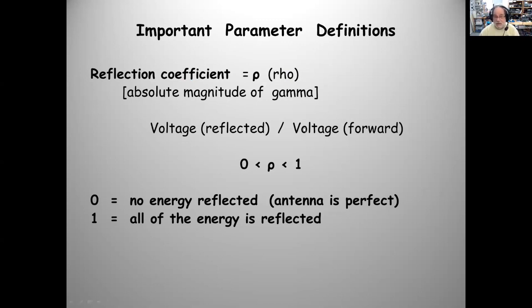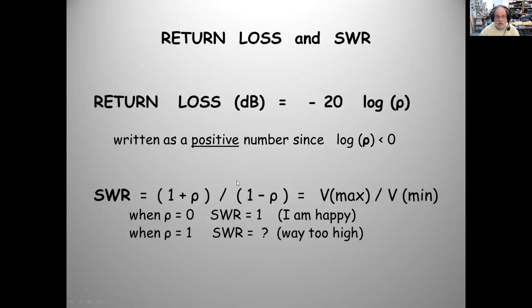The worst would be if the reflected and the forward voltage are the same. Oh, yikes. That means the ratio is 1. So 1 means all the energy is reflected. Antenna shouldn't do that. Should radiate, not reflect. Okay, with this definition of reflection coefficient, that's easy to see. Return loss.